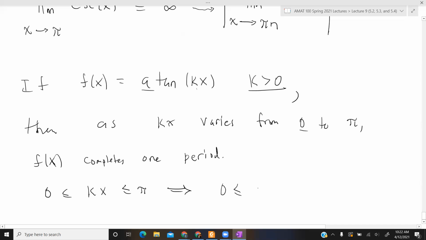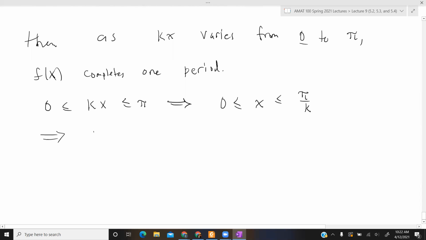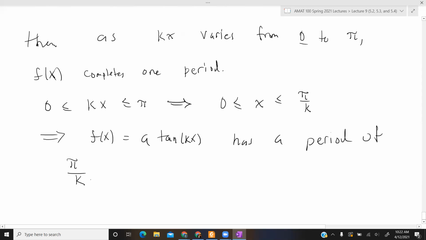But we can solve for x to get pi over k. And so if the function repeats itself as kx goes from 0 to pi, solving for x, we see that the function actually repeats itself as x alone varies from 0 to pi over k. So that means that f of x, which is a times tan kx, has a period of pi over k. So it repeats itself over intervals of length pi over k.